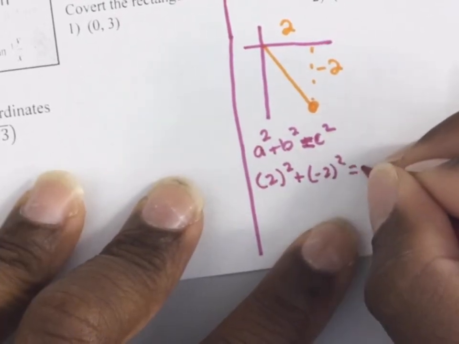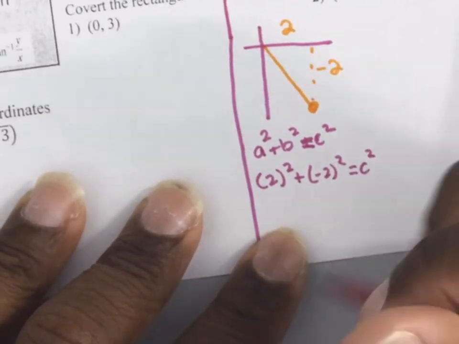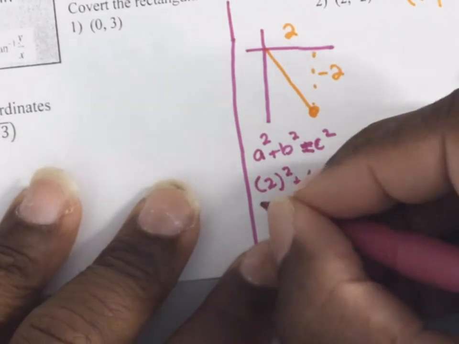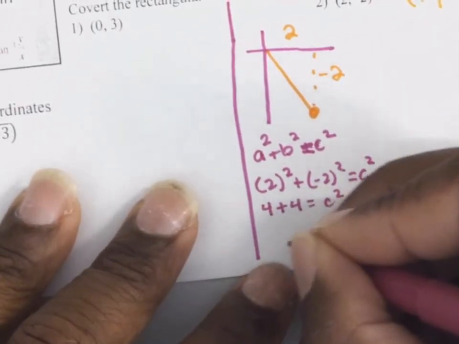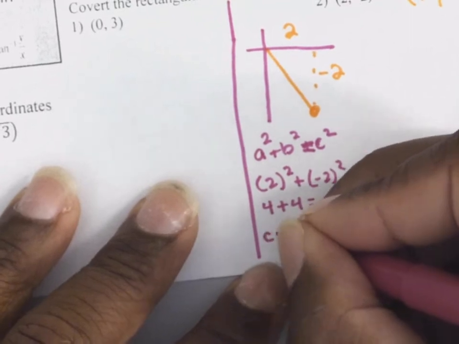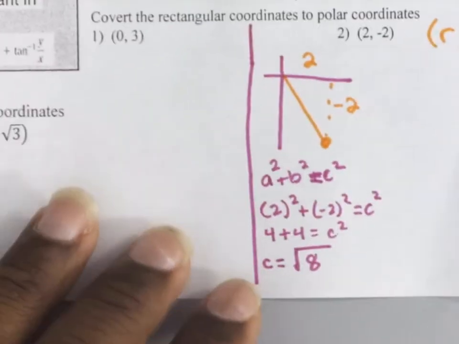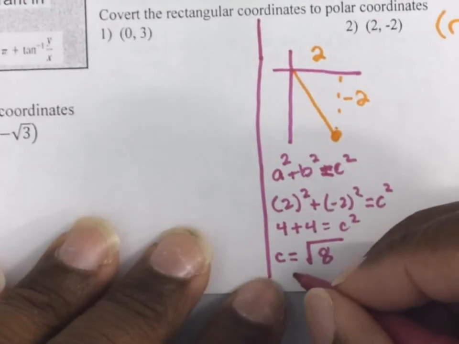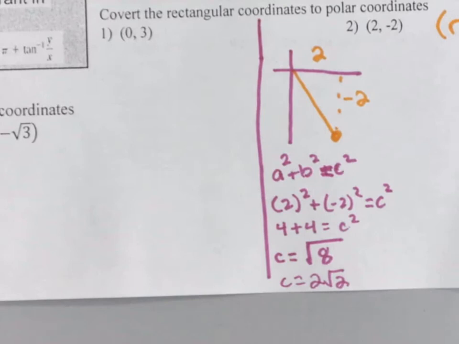That's 4 plus 4, which is 8, not 16. So c squared is 8, and I get the square root of 8, which is 2 root 2. Because 8 is 2 times 2 times 2, and two of the 2's go out, one stays in.